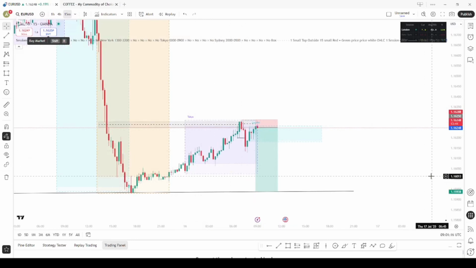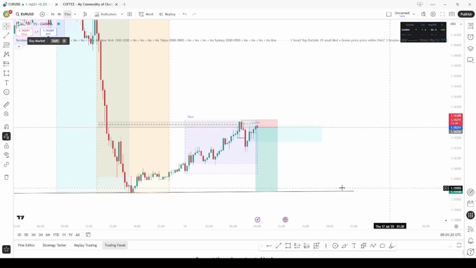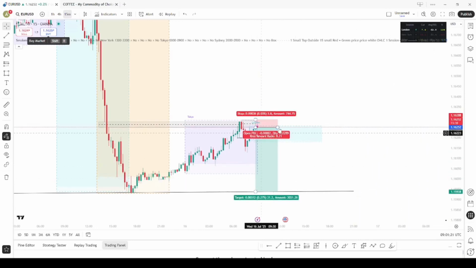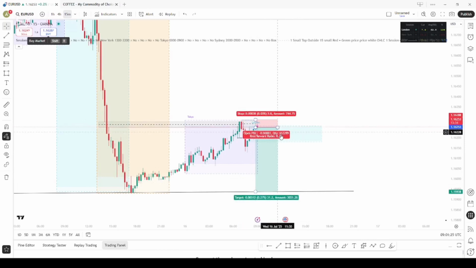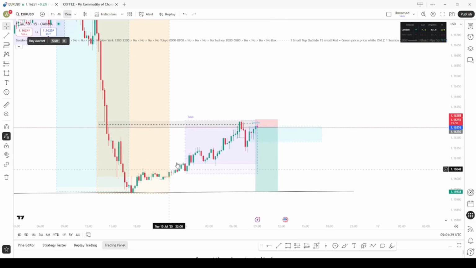Now you can clearly see that we are in the London session. London session has already begun. You get it? It has already opened. Now this is how you use this indicator.